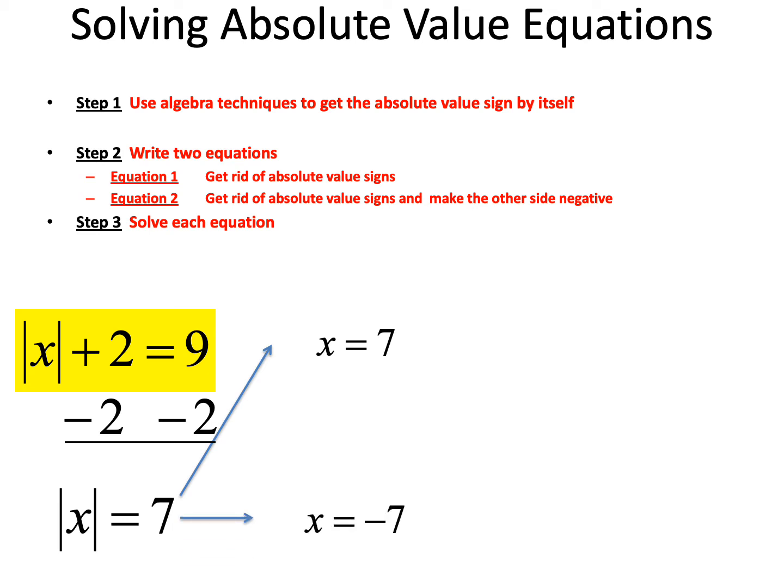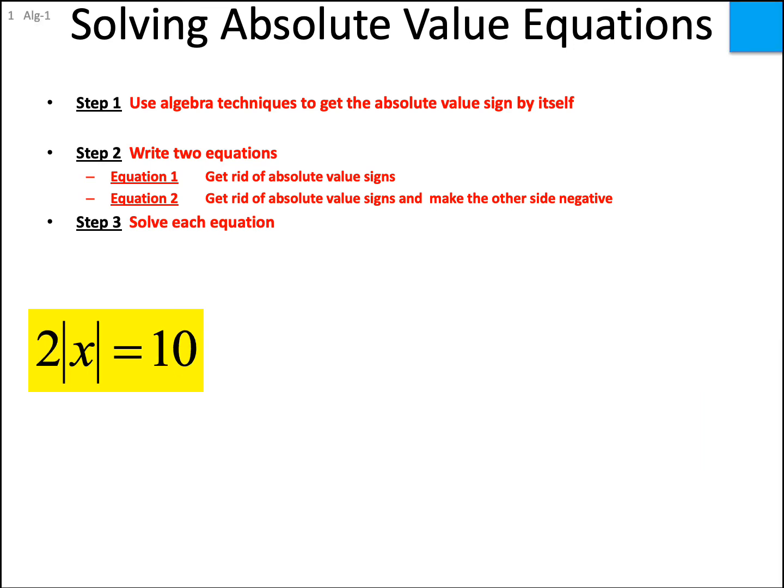There is a step 3. It says solve each equation. For this one, there's nothing left to solve. Eventually, we'll see we have some stuff to do. The two answers are 7 and negative 7. Those are the two answers that would make this equation true. Now, we like to be efficient, or lazy, in math, so we're going to write this as plus or minus 7. Not all the answers will be plus or minus, but many of them will be.